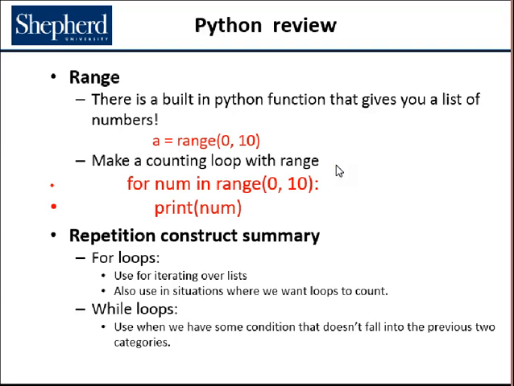So for loops are good for iterating over lists, and also in situations where we want to count something and we know the count in advance. And if we don't have those two conditions, we will generally use a while loop. That's going to be for more complicated repetition structures.